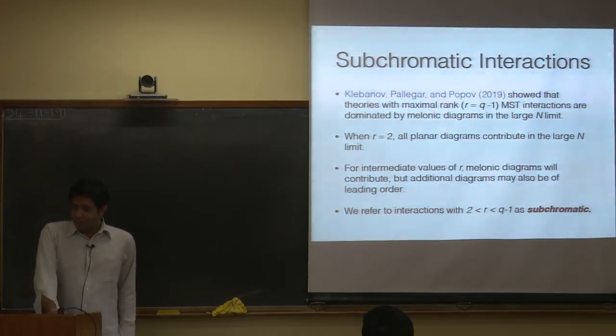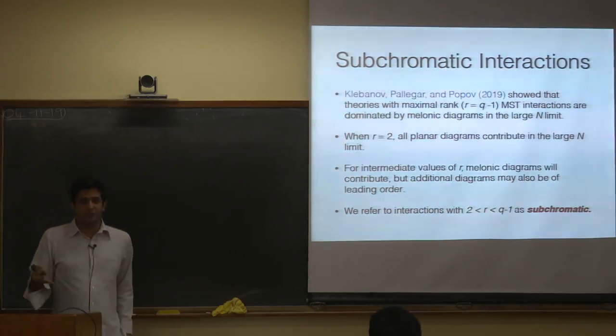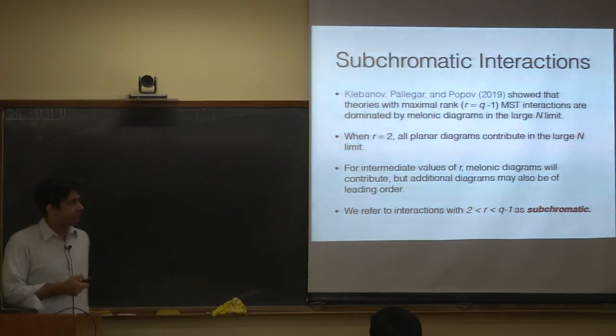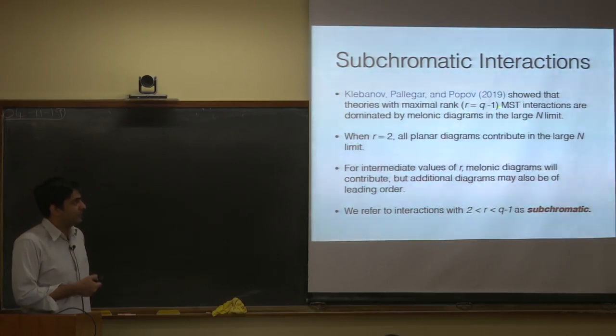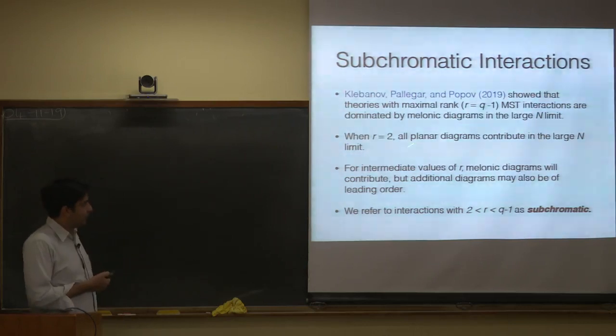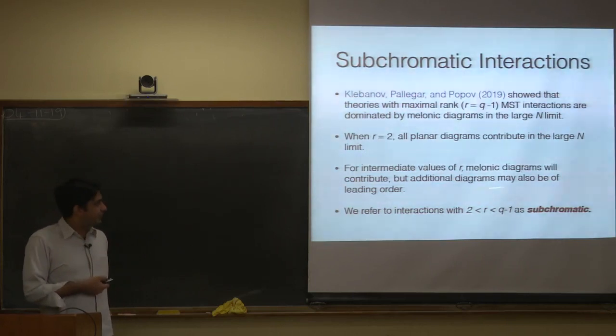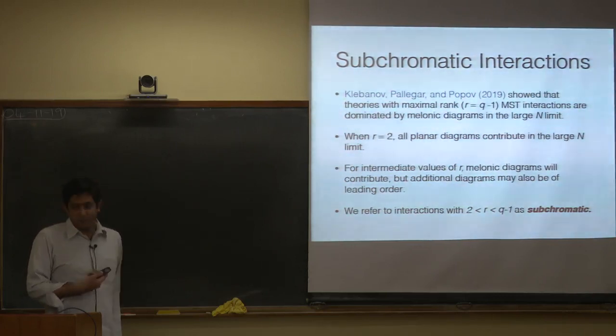Okay, but say you're studying a quantum mechanical model, so you just have this one interaction, and you can see what are the diagrams which contribute. If you assume that you have an R equals Q minus 1 MST interaction, then you can argue it's dominated by melonic diagrams. Roughly I'll show that argument. And when R equals 2, it's all planar diagrams that contribute. For intermediate R, melonic diagrams will be leading order, one can argue, but additional diagrams might also be leading order.